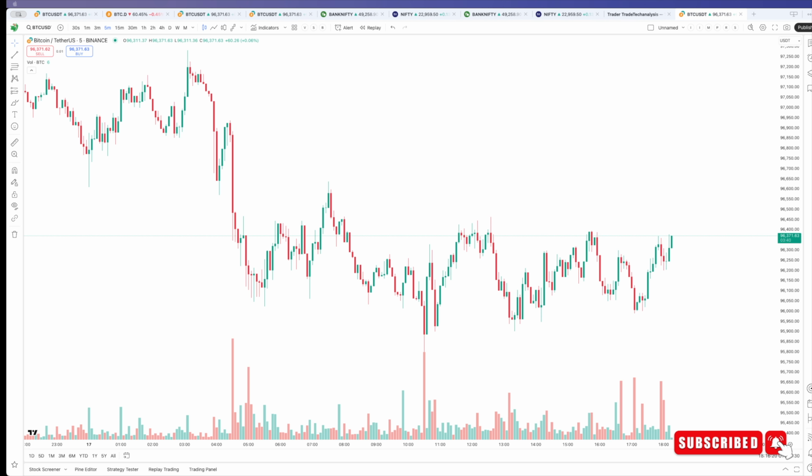Are you tired of entering trades too early or too late? Our Smart Buy Sell indicator helps you catch the best opportunities with precision. No more second guessing. So let's deep dive into the indicator, how it works.